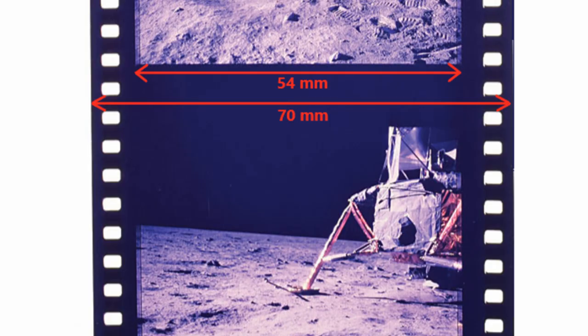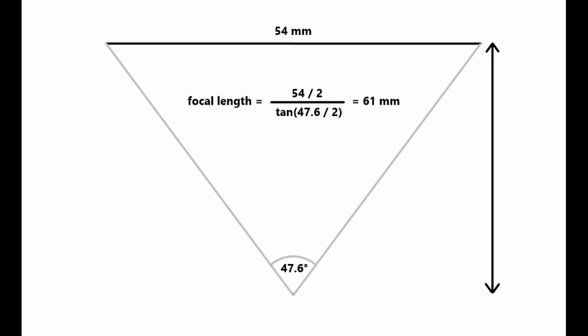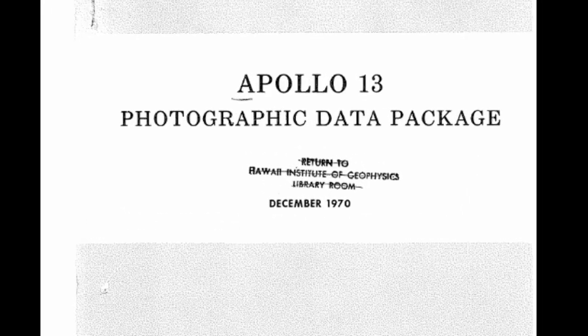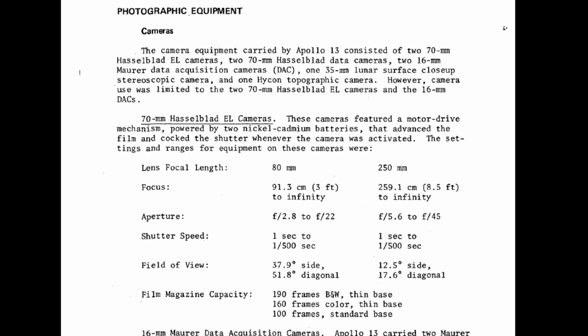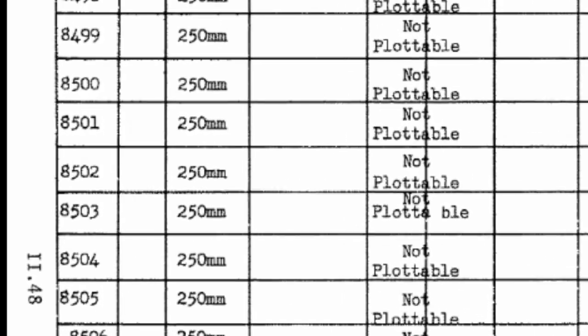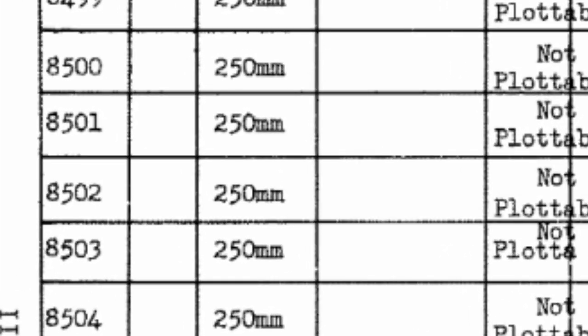The 70mm film used in the cameras has a usable image width of 54mm, from which we can calculate the focal length of the lens used to take this photo had to be around 61mm. But according to this NASA document, the crew of Apollo 13 used two Hasselblad EL cameras equipped with 80mm and 250mm lenses, which is confirmed in this discussion between Houston and the crew. The document actually states the 250mm lens was used to take the photo, which is impossible.